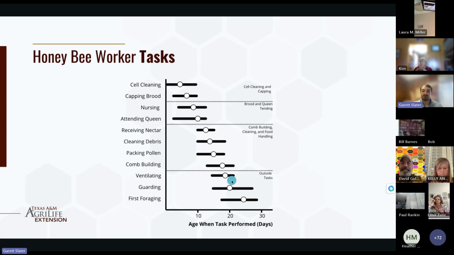This starts with ventilation, so collecting water, ventilating the colony, and making sure that the colony has a very specific temperature and humidity. Colonies and bees are really good at maintaining a colony at 95 degrees. One way they do that, especially in these extreme temperatures in Texas, is by collecting water and ventilating the colony. Some workers' only role is to collect that water and ventilate the colony. Some workers' role is to sit in front of the colony and guard the colony, and then we have the foragers. Each bee will go through these 10 or 12 tasks throughout their lifespan, and this can last from 21 to upwards of 30 days.